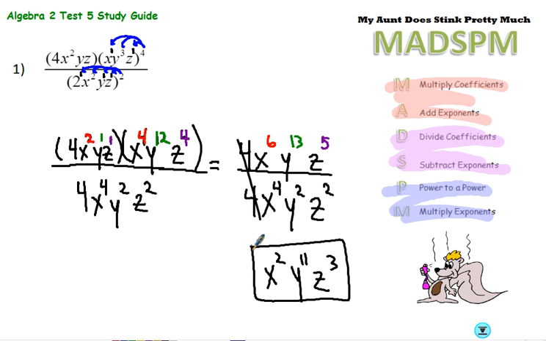Alright, so that was the first problem. That was me showing you how to do it. Hopefully now you feel a little bit better about how to do this. So go ahead and pause the video now. Try number 1 in the middle. And then when you think you have the answer, go ahead and press play again, and I'll show you what the answer is. Then you can check your answer, and we can go from there. So go ahead and press pause now.